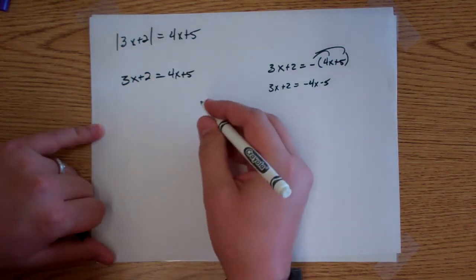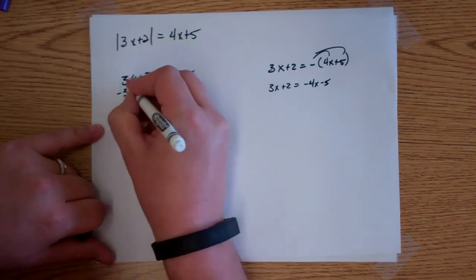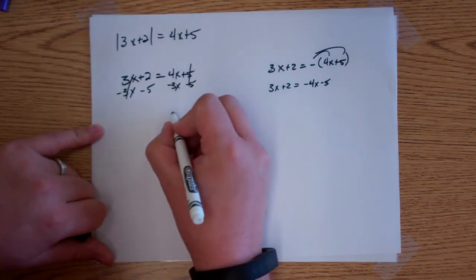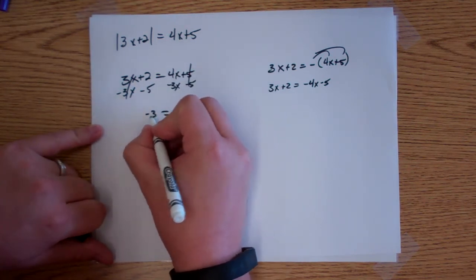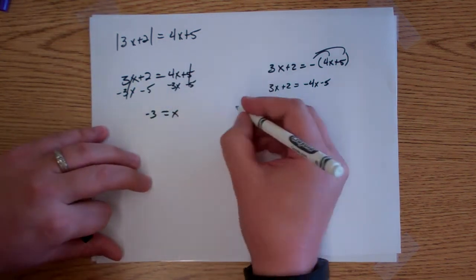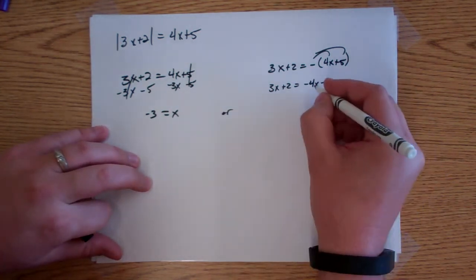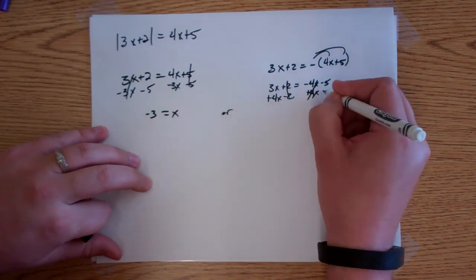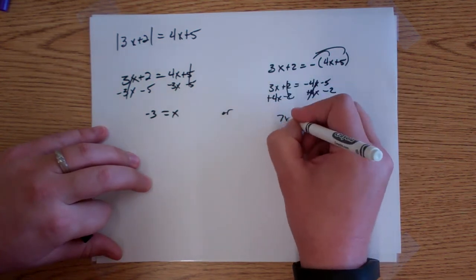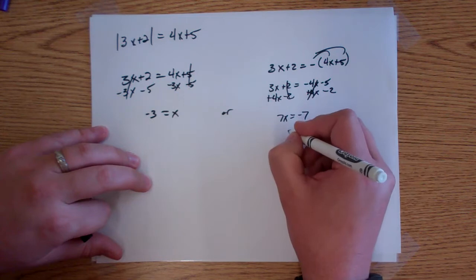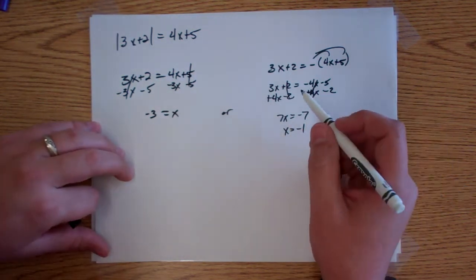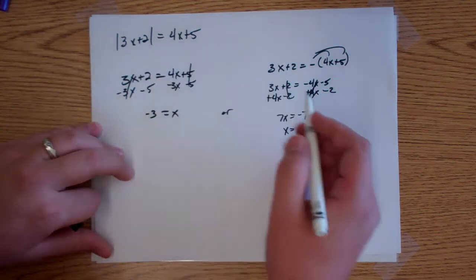All right, hopefully for this side, you got negative 3. Now, if you didn't do this the exact same way, that's fine. So this is x equals negative 3. Or, let's see, plus 4x, plus 4x, minus 2, minus 2. So that's 7x equals negative 7. So x equals negative 1. Now, we need to check our solutions, so plug these back in.